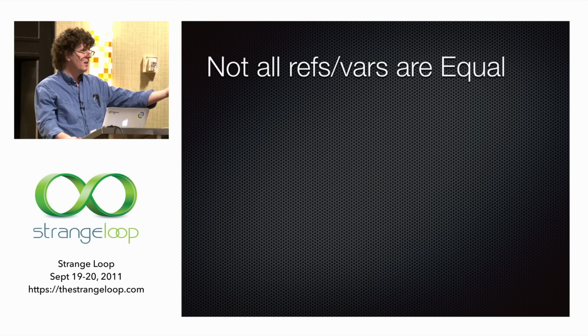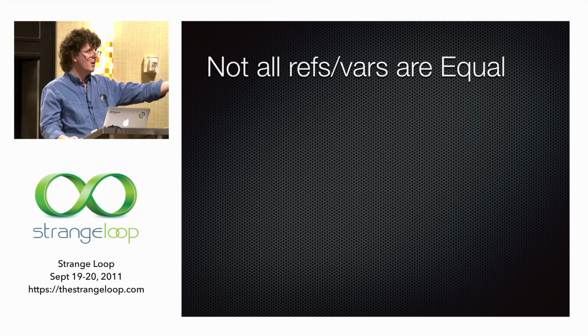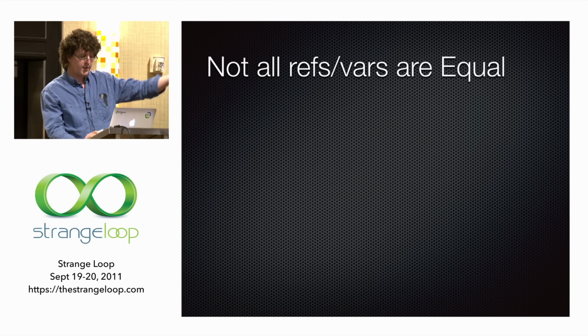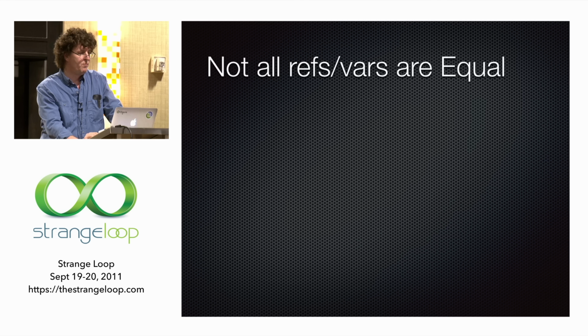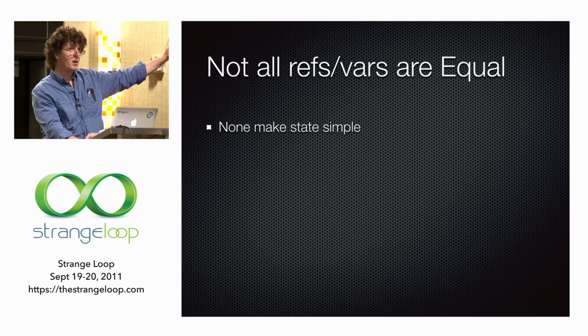But we fixed this, right? Your language, your new shiny language has something called var. Or maybe it has refs or references. None of these constructs make state simple. That's the first primary thing. I don't want to say that even of Clojure's constructs. They do not make state simple in the case I'm talking about, in the nature of simple I'm talking about.